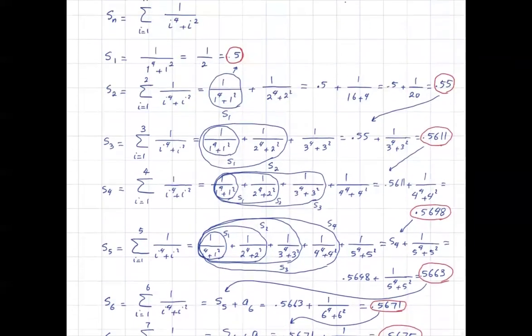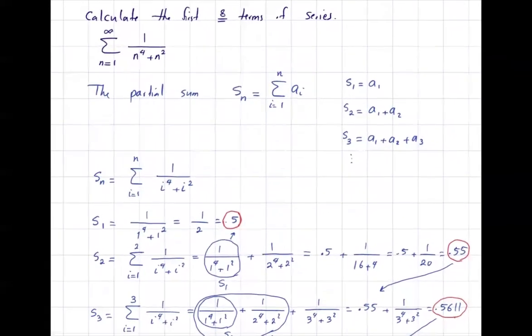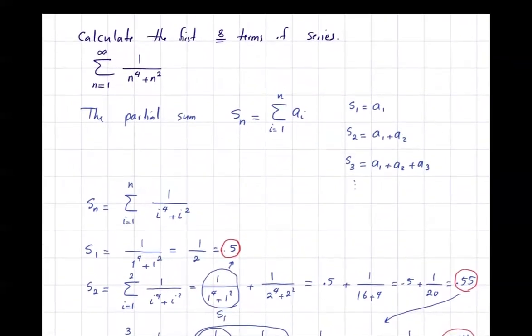So take a look at everything. It's a quick recap for you. The question says, calculate the first 8 terms of the following series. The series is defined as the summation of 1 divided by n to the fourth plus n squared. The partial sum is defined as S sub n, which is the summation of a sub i, i starts from 1 goes to n. We build a sequence. This sequence has the terms S sub 1, which is A1, S sub 2, which is A1 plus A2, S sub 3 is A1 plus A2 plus A3.